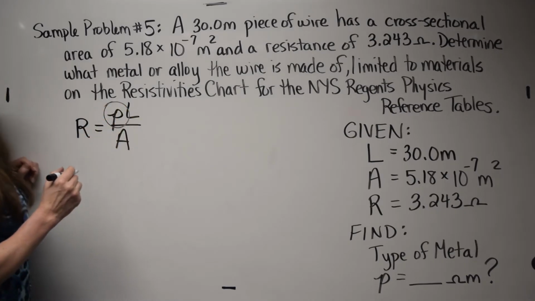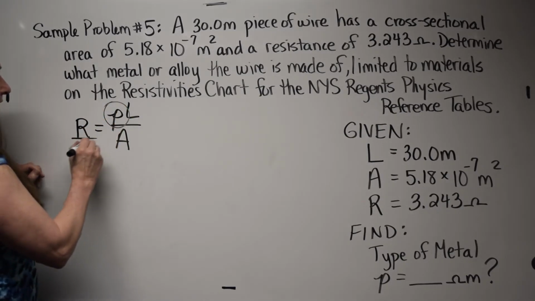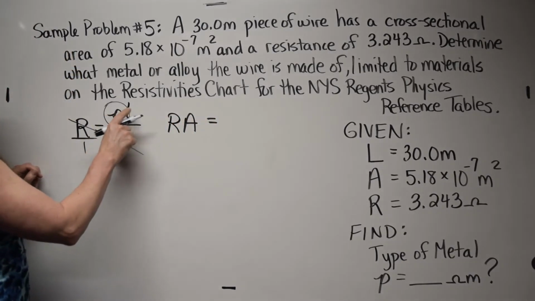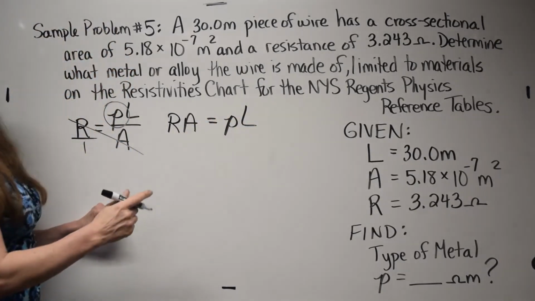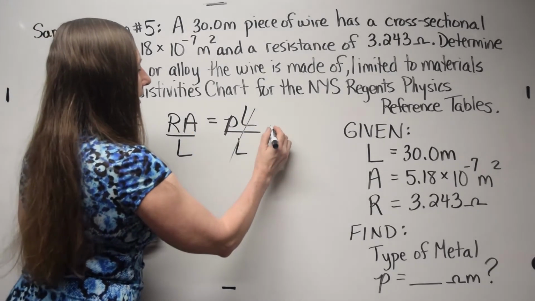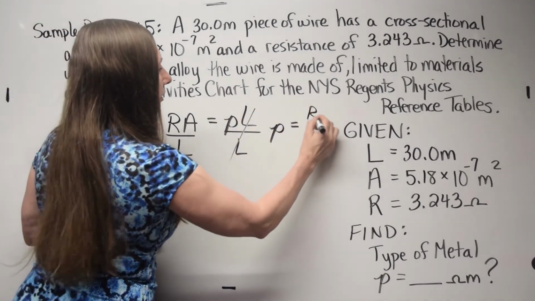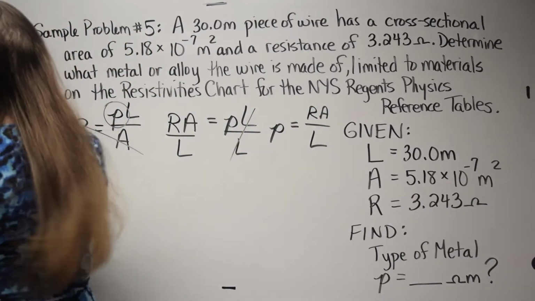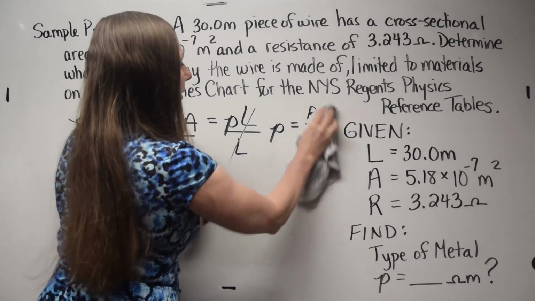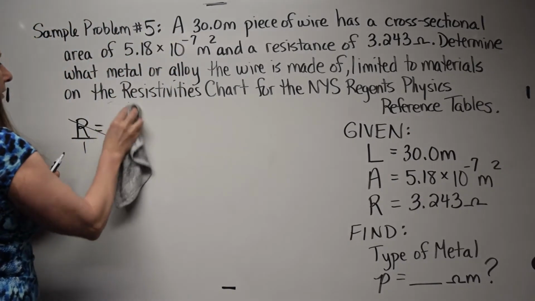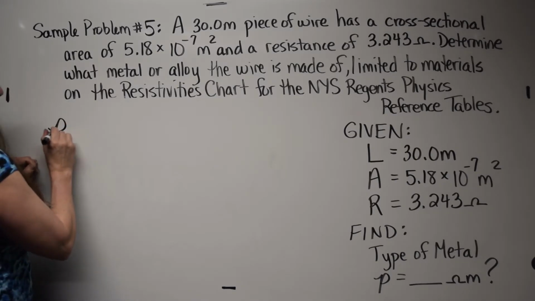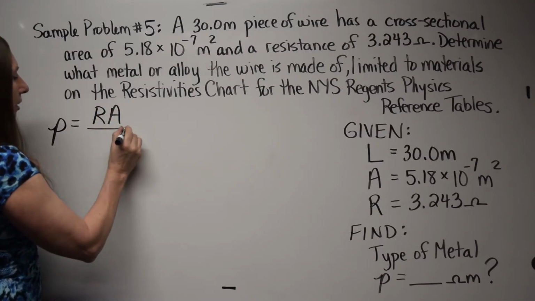Now, if we're going to calculate the resistivity, we want to get the resistivity by itself. I put R over 1 and cross multiply. R times A equals rho L. And then to get rho by itself, divide both sides by L. And the equation we will be using is rho equals R times A over L. At this point, I'm going to erase that and just copy it over so we can start with that equation. Remember, you have to know how to rearrange these things. So we've got rho equals R times A over L.